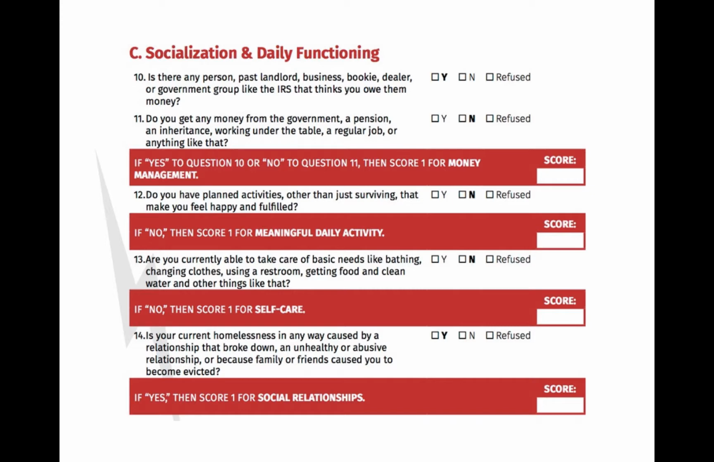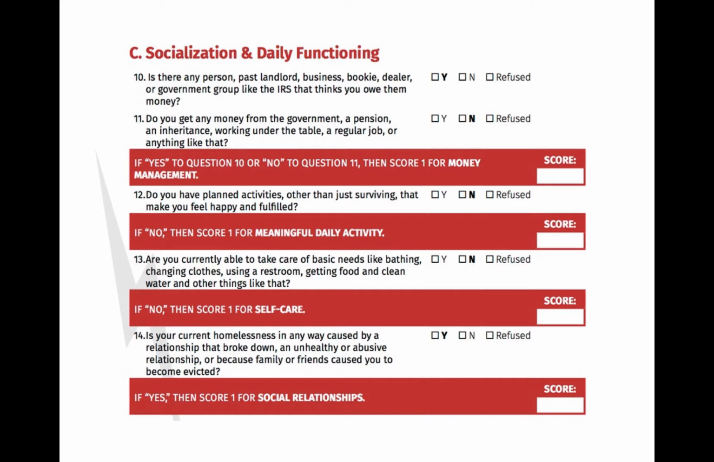When we look at socialization and daily function, we look at, is there any person, past landlord, business, bookie, dealer, or government group like the IRS that thinks you owe them money? So does anyone think that they owe them money? 11 is, do you get any money from the government, a pension, an inheritance, working under the table, a regular job, or anything like that?